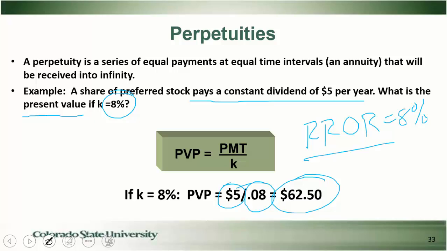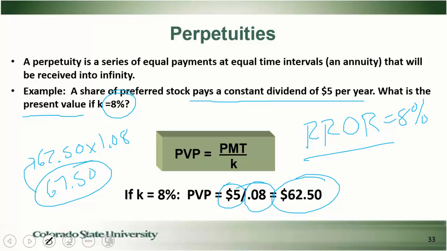Now, to prove that, let's think of it backwards. If I had $62.50 and I put it in a bank that earns 8% per year, how much could I go take out at the end of every year forever and never run out of money? Well, if I put $62.50 in the bank and I earn 8%, how much is going to be in the bank at the end of the year? Well, 8% of $62.50 is $5. There's going to be $67.50 in there at the end of the year. If I take $5 out, it goes back to $62.50.